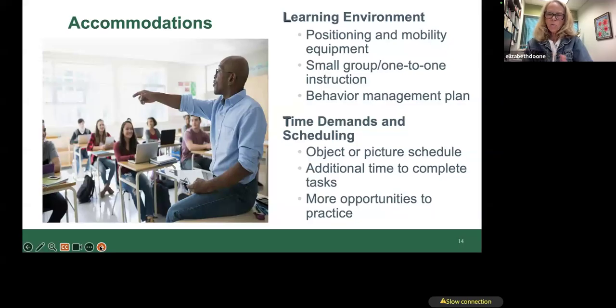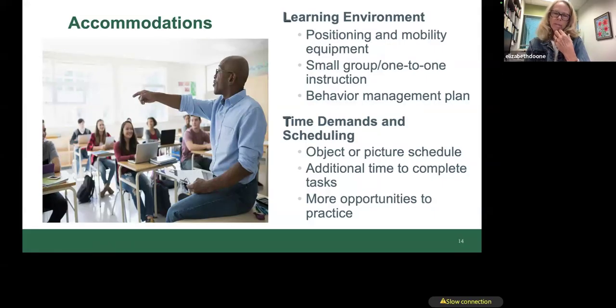One thing about school, and when you mentioned you all have that 7-period day, those time demands and your scheduling are really, really tight. So what are ways that we can keep our students on task and remind them of the time demands of their schedule? So some things we can provide, again, a picture schedule. And again, in high school, that's going to look a little different than in elementary school, but we've seen different ways to provide picture schedules.